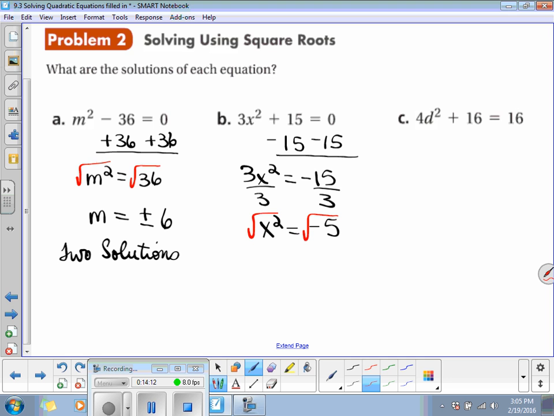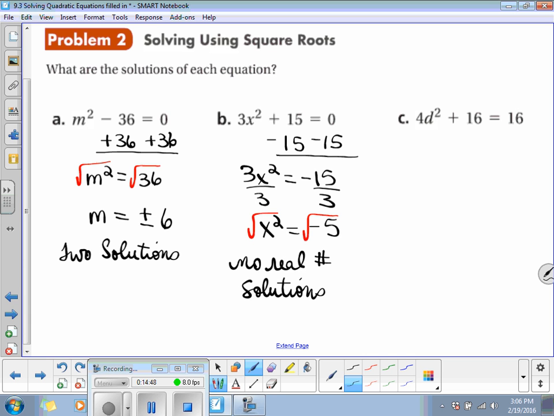So now let me ask you this. Can I find the square root of a negative number? No. Is there a number that you can multiply times itself to get negative 5? No. No, there is not. So, when you have the square root of a negative number, what do you think your answer is? No real number solutions. Got it? Okay. Let's just do the last one.